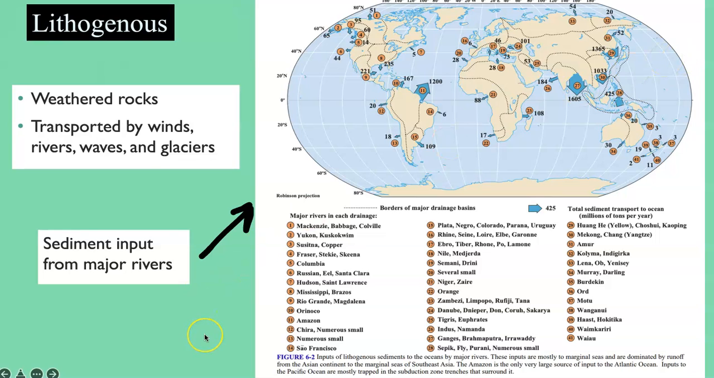And then there's also shoreline erosion. This is an image from your textbook, and basically lithogenous sediment is weathered rock that's transported to the ocean by wind, river, waves, or glaciers. And this image is showing the main sources of sediment input from rivers coming from the continent. And so number 11 here is the Amazon, and number 27 here is the Ganges, and a couple other rivers that are major sources of material entering the ocean.